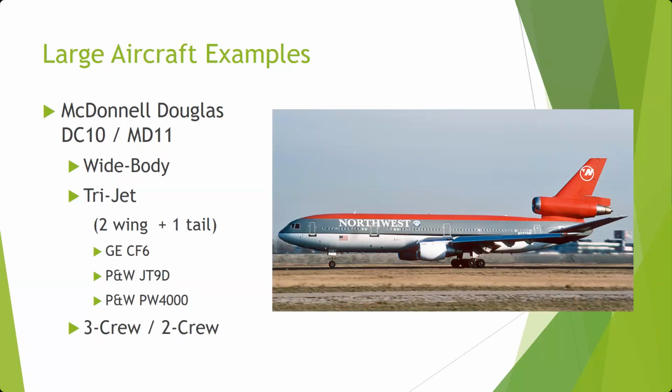This is that tri-jet configuration with 2 wing-mounted engines and 1 tail-mounted engine. Originally 3 crew aircraft, nowadays modern versions, and even the old ones that have been retrofit and updated are 2 crew aircraft. So they've proved worth enough that it's made sense to put whole new flight decks in them that allow them to become recertified as a two-crew aircraft, even in the older versions.